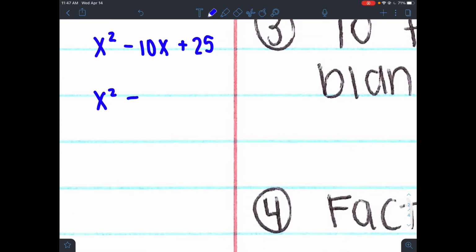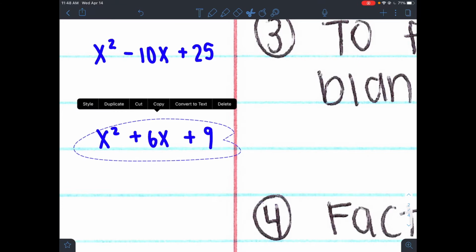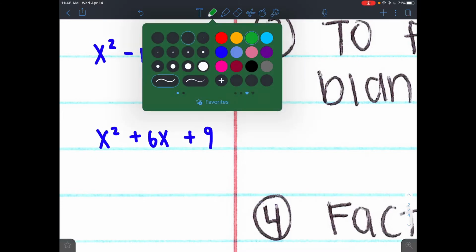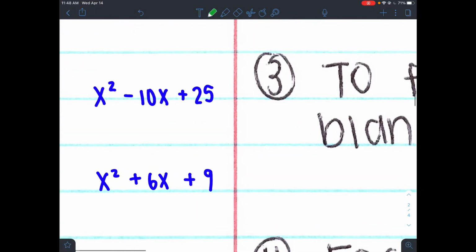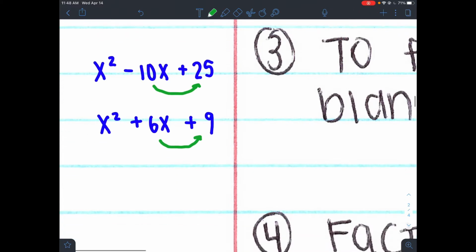X squared plus 6x plus 9. Okay. All right, so let's go ahead and do that. B divided by 2 squared. Okay, so there's actually a pattern to get from B to C, and it's the same for both of these problems. So the pattern is you do B divided by 2 squared.